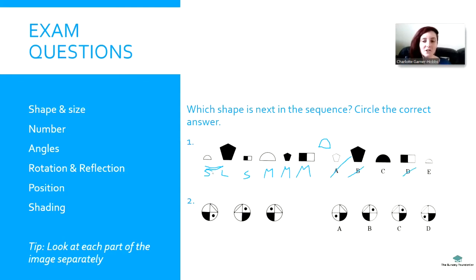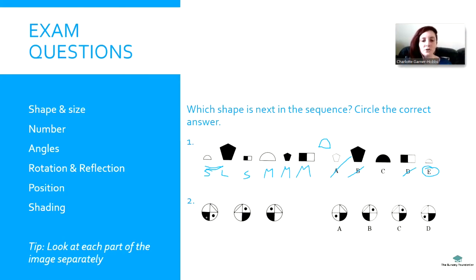What else is changing? Well, the shading, the colour of these shapes, is. So I can see I've got a white, a black, and then half and half, white and black, white, black, half and half. So it must mean then that the next shape has to be white, and actually all of the semicircles have been white so far, meaning that E must be the correct answer.